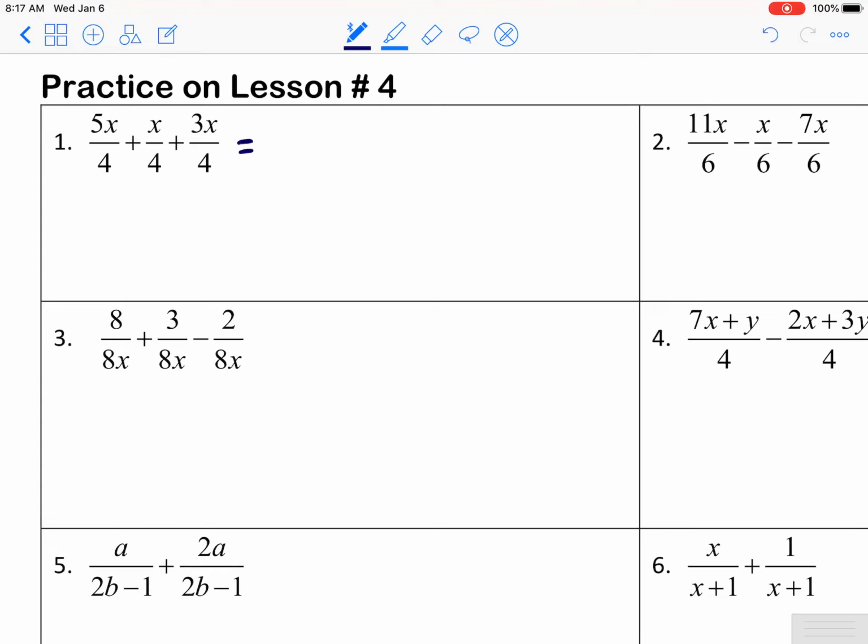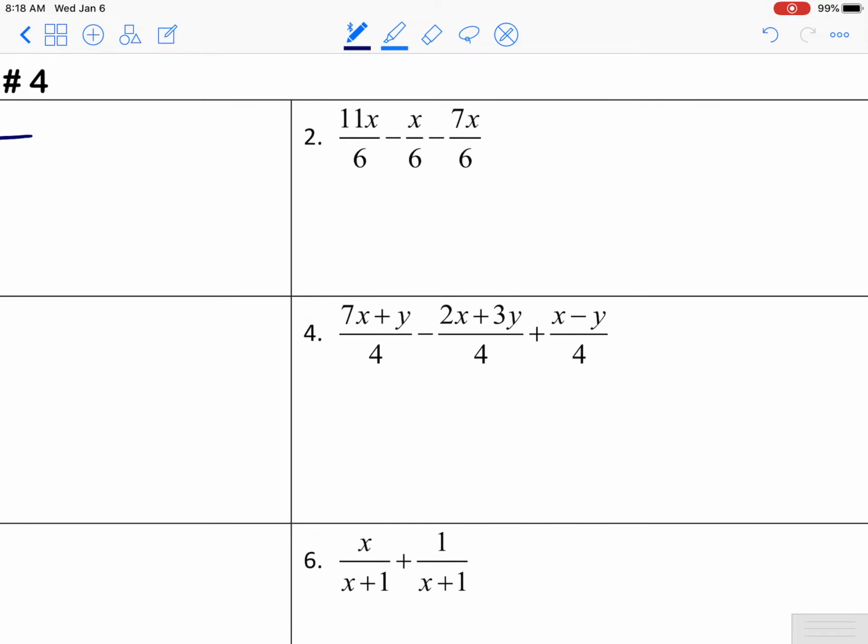Alright, so I'm going to carry over my denominator. And if I take a look, I can see that 5x, x, and 3x are all like terms. So I got 5x plus 1x, which is 6, and now I got 9x. Can't factor anything, so that would be my final answer.